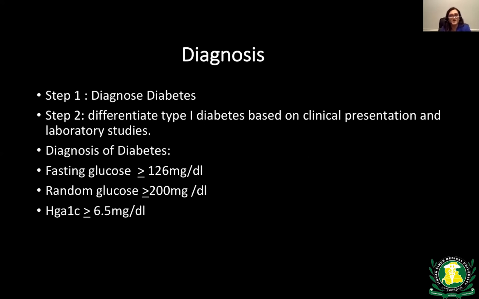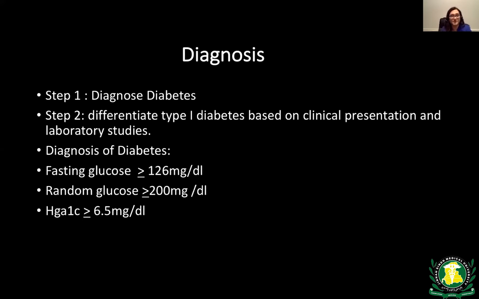So, how do you diagnose diabetes? There are two steps in the diagnosis. The first step is to diagnose diabetes. The criteria for diagnosis of type 1 and type 2 diabetes based on blood glucose is the same for both. So your first step is to establish whether the person has diabetes or not, and that you do by fasting glucose. A fasting glucose of 126 or over is consistent with diabetes. A random glucose of 200 or more, or a hemoglobin A1C of 6.5 or more, is also consistent with diabetes.